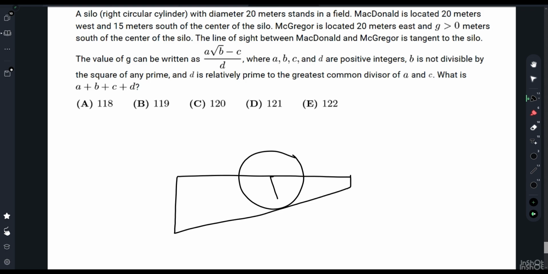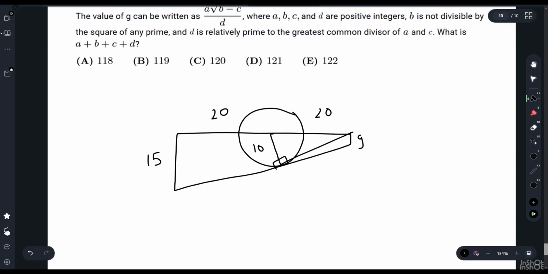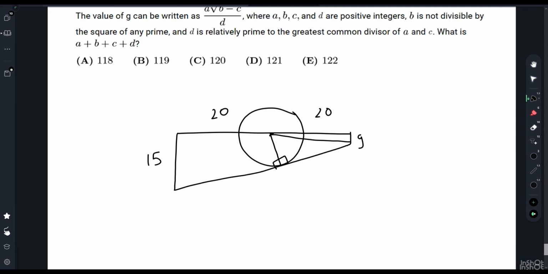Alright, so this is kind of what our graph is. We have 20 over here and 20 over here. We have G over here. We have 15 right here. And so now we know the radius is 10. So now we can do a little bit of quick maths. So let me erase that line real quick. Basically, let's make this line right here and this line right here. Now these are both 90 degrees. So now we know this is 10.